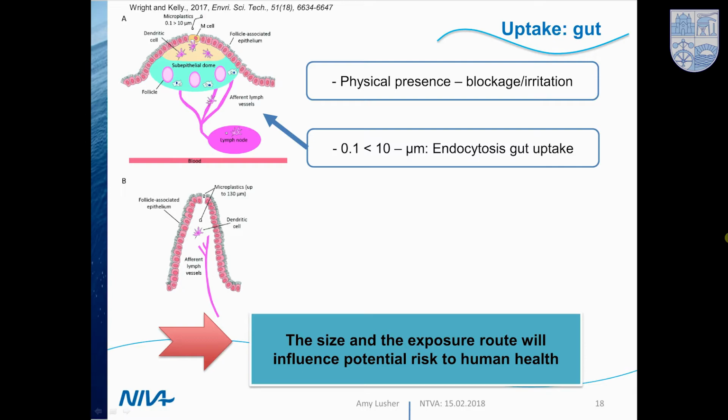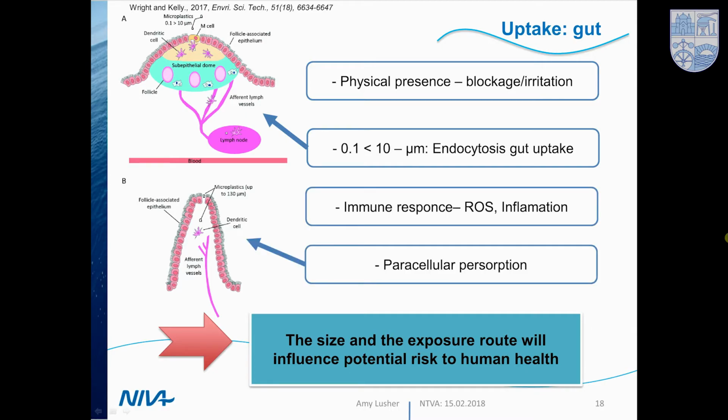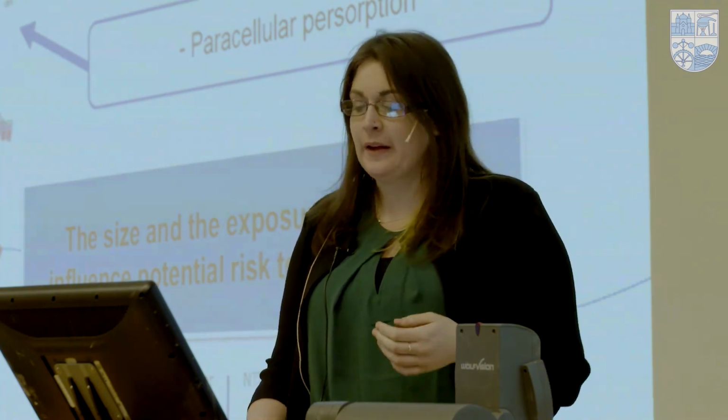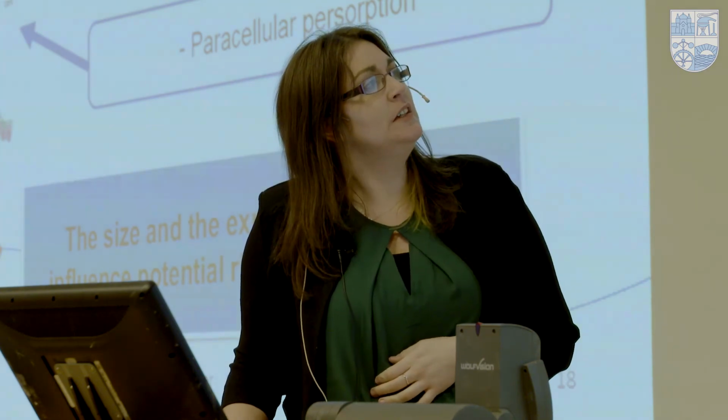And so here you can see the endocytosis gut uptake. The particles need to be less than 10 microns. So the immune response, which I just mentioned. And this is paracellular absorption, which would happen in the gut lining, and the movement of particles into the lymph vessels across the gut. But we're still investigating it, and research is ongoing. So that's about it that I can give on that topic.